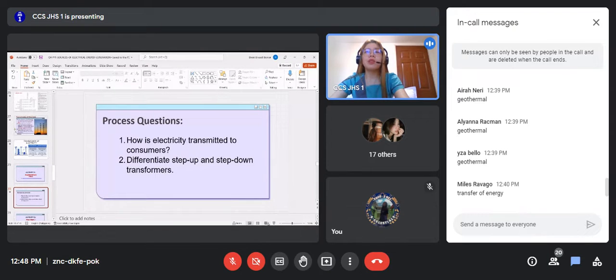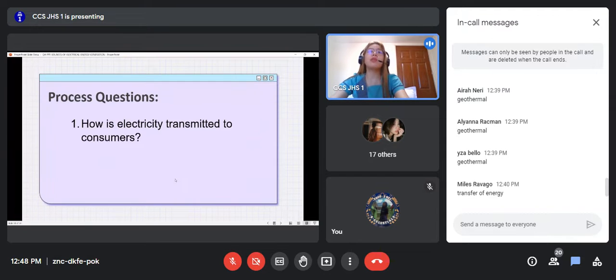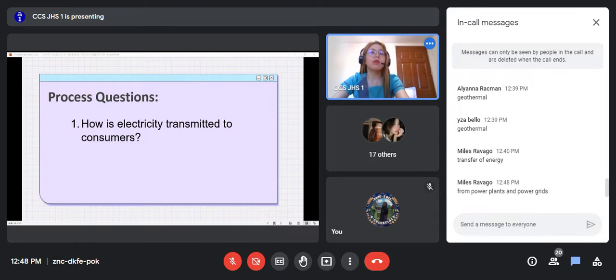Okay, so let us answer first the process questions just to see if you have learned something. Let's answer number 1. How is electricity transmitted to the consumers? Please type your answer in our public chat box. How is electricity transmitted to consumers? Okay, through transmission lines, power grids. Okay, that will be considered. Power grids, transmission lines. Okay, next.